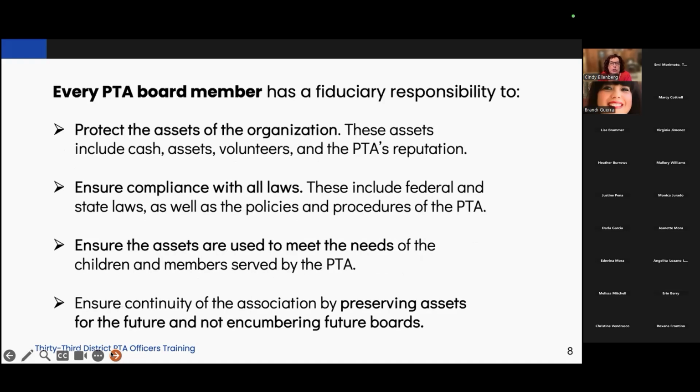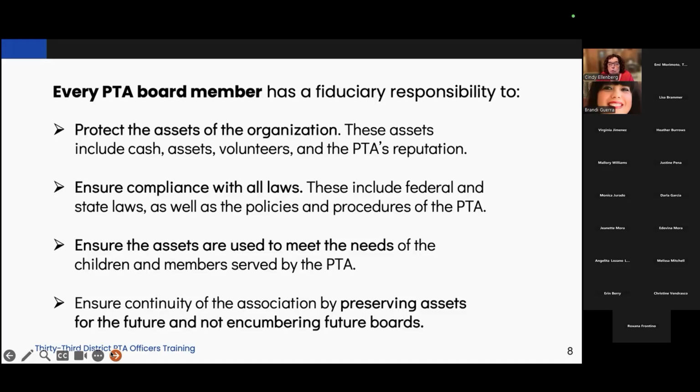As a board member, it's your responsibility to protect the assets of the organization. And that includes not only the cash, but physical assets also. And volunteers are considered assets, as well as the PTA's reputation. It is your responsibility to ensure that all laws are complied with. That includes federal and state laws, as well as policies and procedures of PTA. You need to ensure that the assets are used to meet the needs of the children and members served by your PTA, and ensure the continuity of the association by preserving the assets for the future.